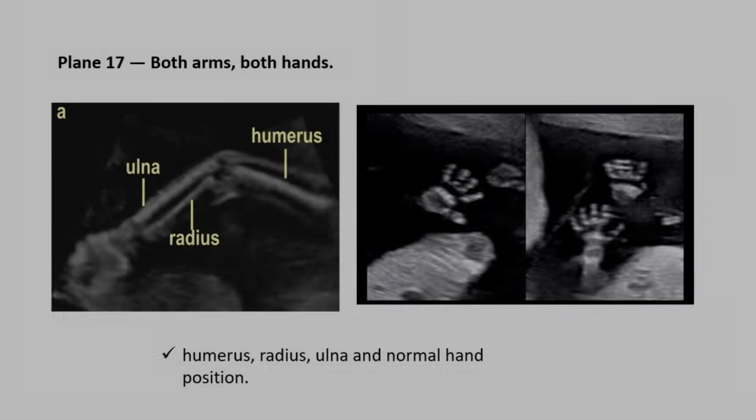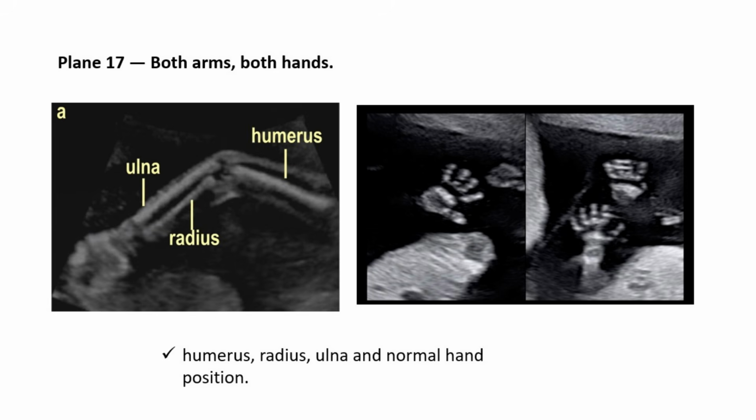Plane 17 assesses both arms and both hands. Slide up to the upper chest and rotate. Confirm 3 long bones in each arm: humerus, radius, ulna, and normal hand position. Limb findings include severe skeletal dysplasia, talipes, club foot, and fixed wrist flexion.